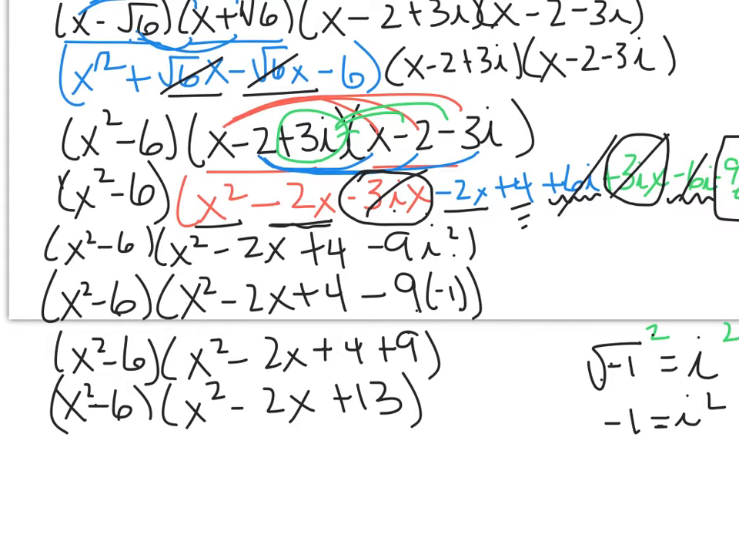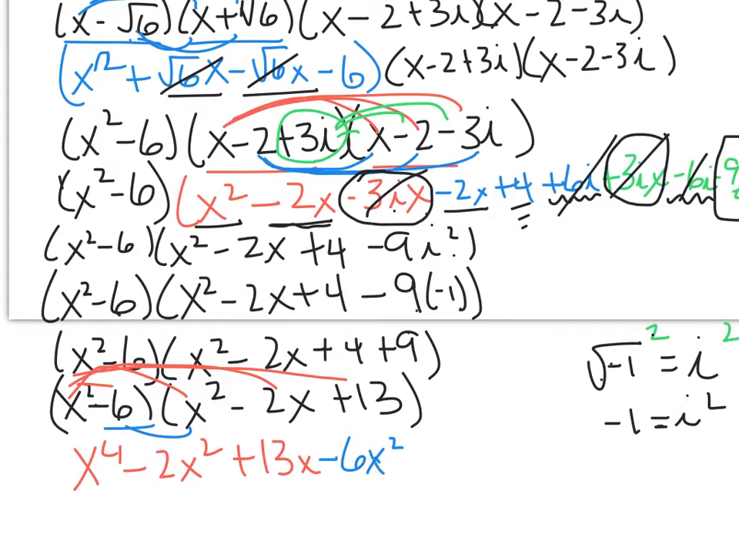So now we want to multiply these guys together. So x squared times x squared, x to the fourth; x squared times negative 2x, negative 2x cubed; x squared times 13 is 13x squared. A negative 6 times x squared is a negative 6x squared. A negative 6 times a negative 2x is going to be a 12x. And a negative 6 times 13 is going to be a negative 78.